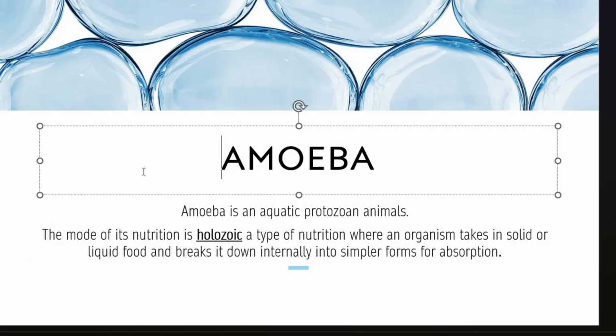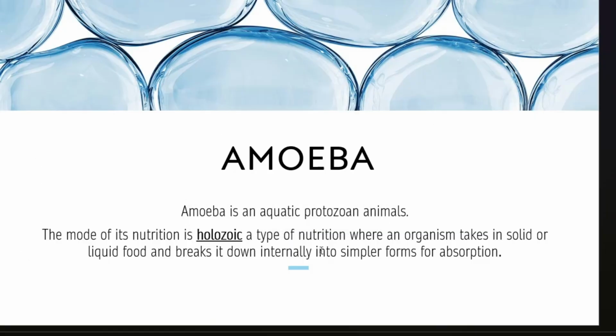holozoic type. What is holozoic type of nutrition? A type of nutrition where an organism takes in solid or liquid food and breaks it down internally into simpler forms for absorption. It means when an organism takes solid or liquid food, like us. We take solid or liquid food and convert it into simpler forms through our teeth, through enzymes, and through various acids present in our stomach. In the amoeba also a similar process goes on.